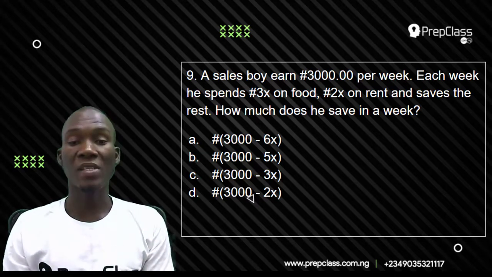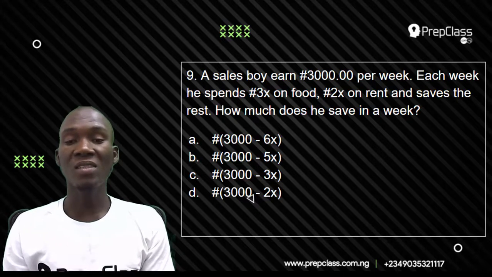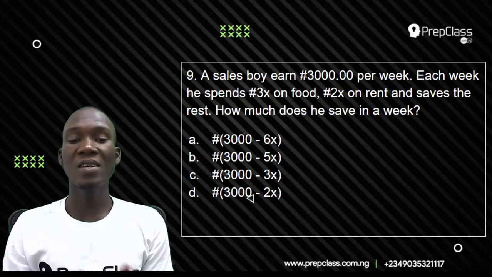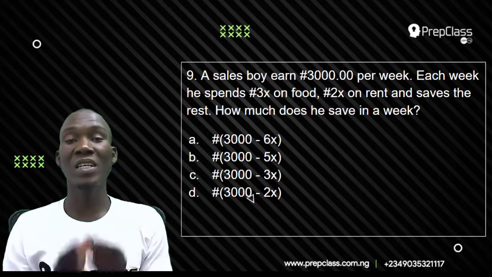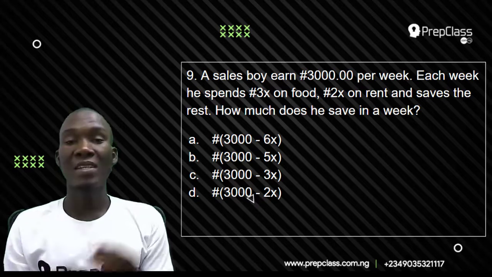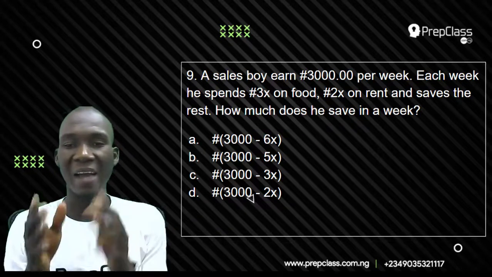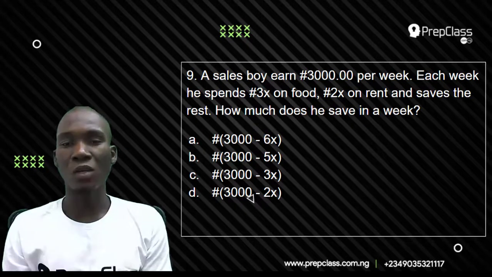We have the options. A, 3,000 minus 6x naira. B, 3,000 minus 5x naira. C, 3,000 minus 3x naira. D, 3,000 minus 2x naira. This question is a word problem question. That is, you need to think and identify what is what in the question.